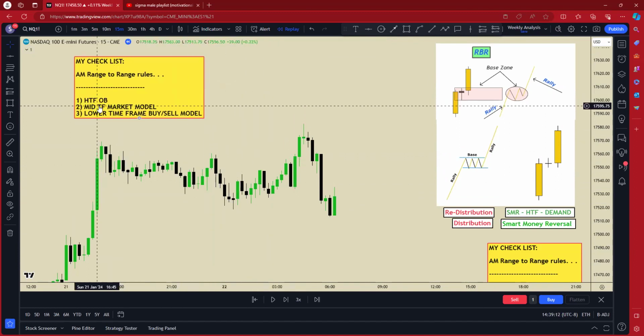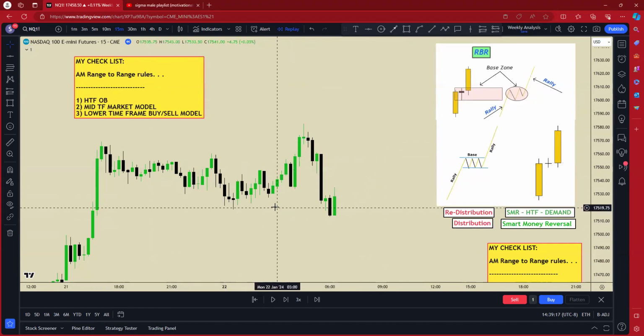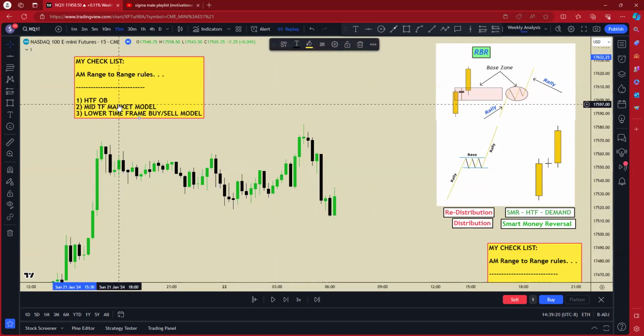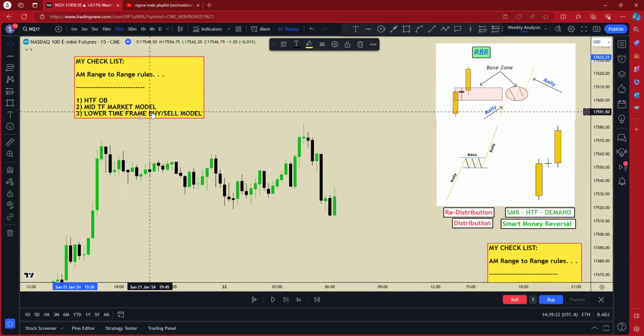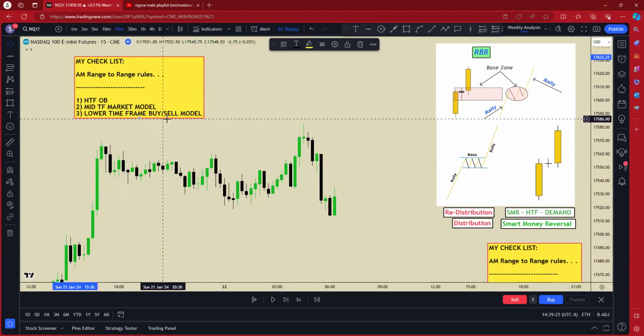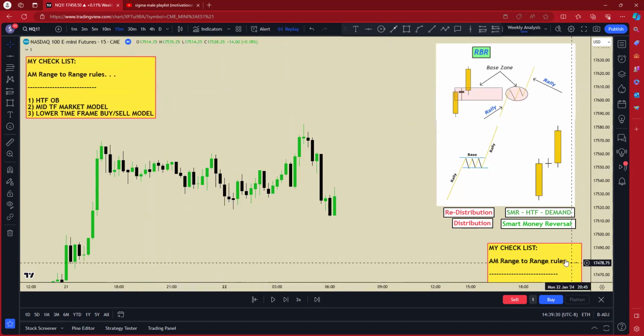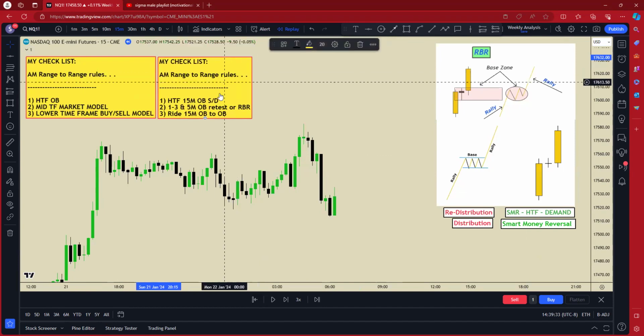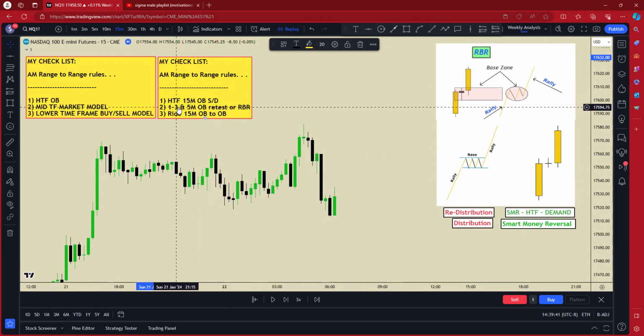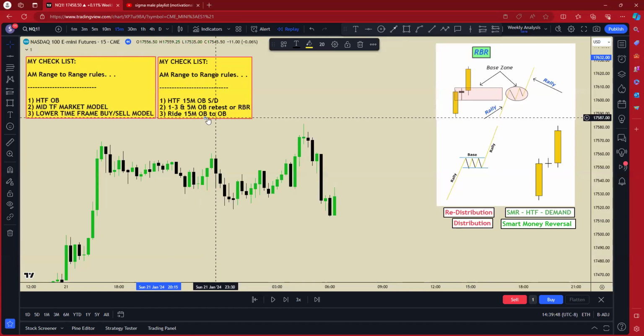So we're looking for a higher time frame, being the 15 and up order block, so that we can bounce from, or a liquidity area, right? And then we're looking for mid time frame market models and then lower time frame buy and sell models, right? And then to really break that down, we can look at it like this. So we can do a 15-minute higher time frame, 15-minute OBs and SNDs, supply or demand, 1 to 3 and 5-minute order block retest or rally-base-rally, so that we can ride 15-minute OB to OB, right?